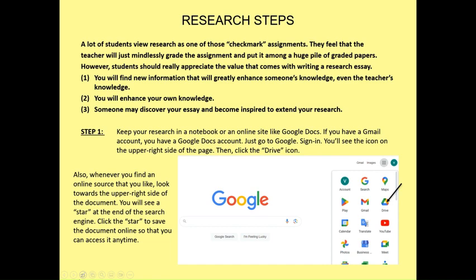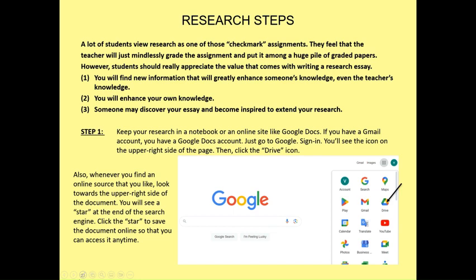Okay, research steps. A lot of students, when they have to write essays, feel that, oh geez, this is another check mark assignment. Let me hurry and get it done. The teacher's not going to really pay much attention. This is just one more thing I have to do to get my degree. But I really would like for you guys to appreciate the value that comes along with researching, because when you research, you will find new information that will greatly enhance someone's knowledge, even the teacher's knowledge. You will enhance your own knowledge. And someone may discover your essay and become inspired to extend your research. And that happens a lot.